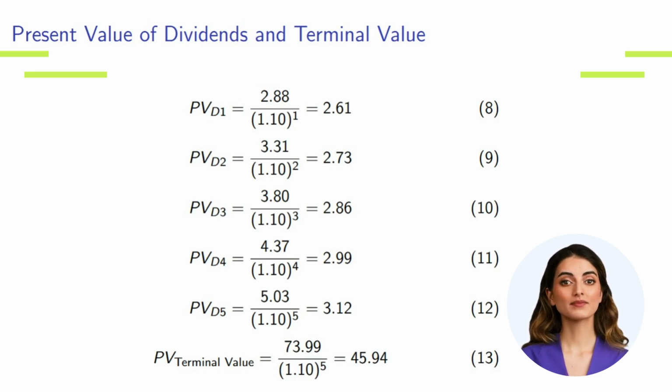For year 1, the present value of the dividend is $2.88 divided by 1.10 to the power of 1. That equals $2.61. For year 2, the present value is $3.31 divided by 1.10 squared. That equals $2.73. We repeat similar calculations for years 3 to 5. Finally, for the terminal value, we calculate the present value by dividing the $73.99 that we obtained in the previous slide by 1.10 raised to the 5th power. That equals $45.94.